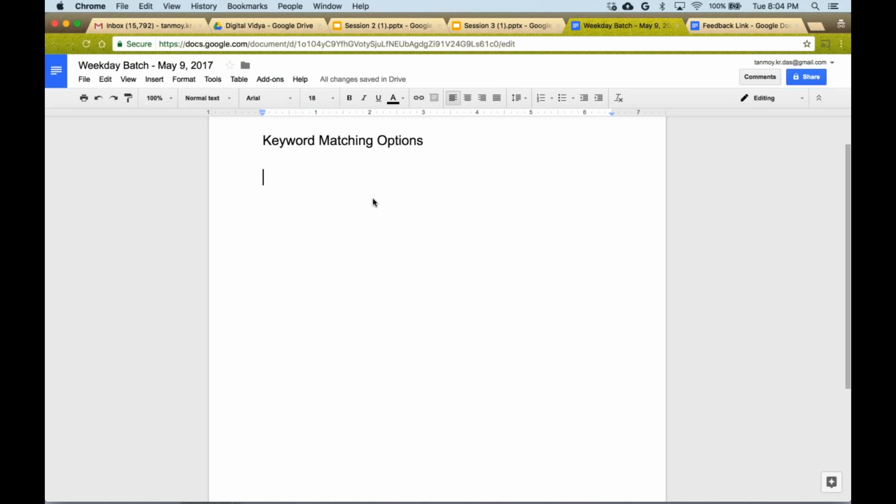Okay, so we are going to start with the keyword matching options. With respect to keywords, keyword matching options will help you choose the kind of audience to whom we are going to show our ads. These keyword matching options are of four types. We'll just write them down first, and then we'll talk about each one of them.